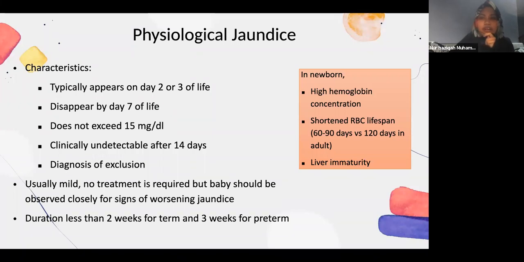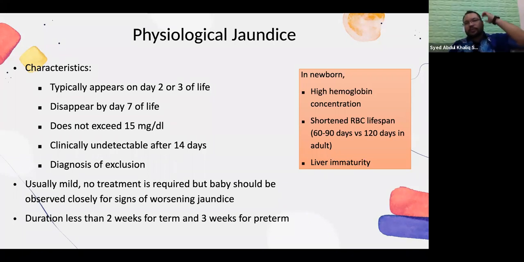And why do we call it physiological jaundice? Because newborns basically have high hemoglobin concentration, and also the RBC lifespan is quite shorter compared to normal RBC lifespan. And why is the RBC lifespan shorter?